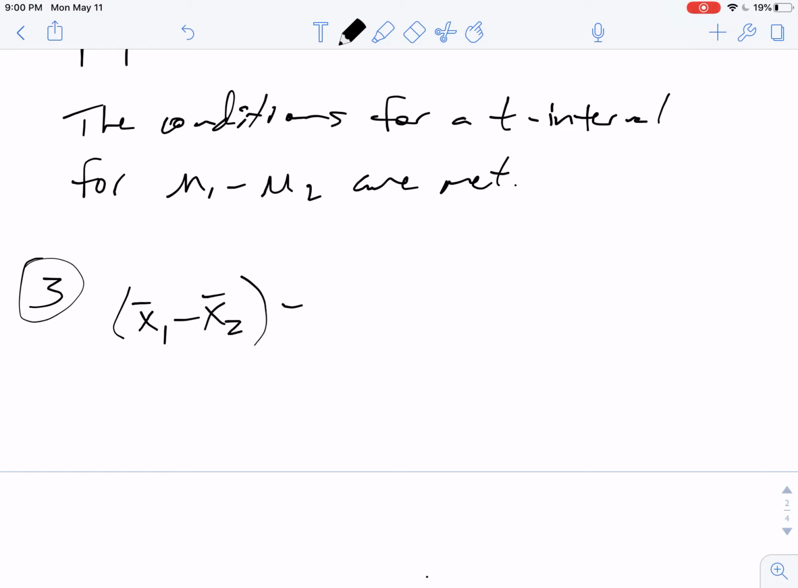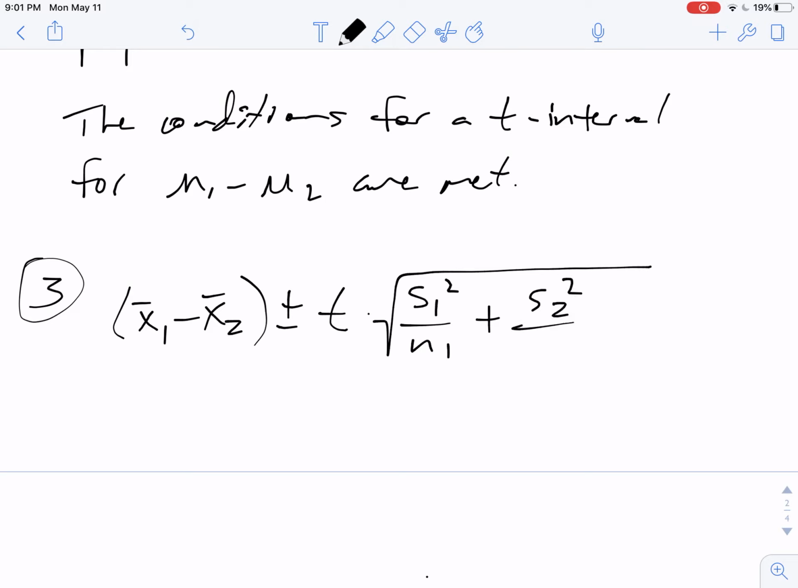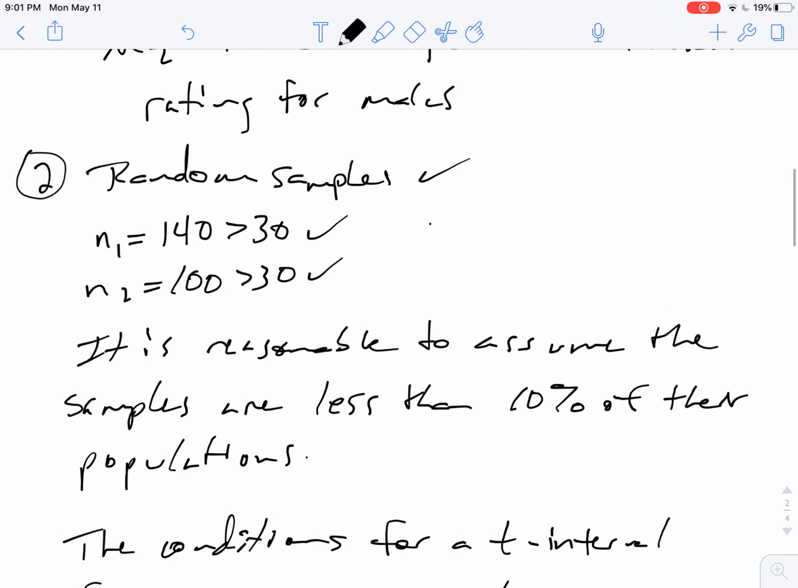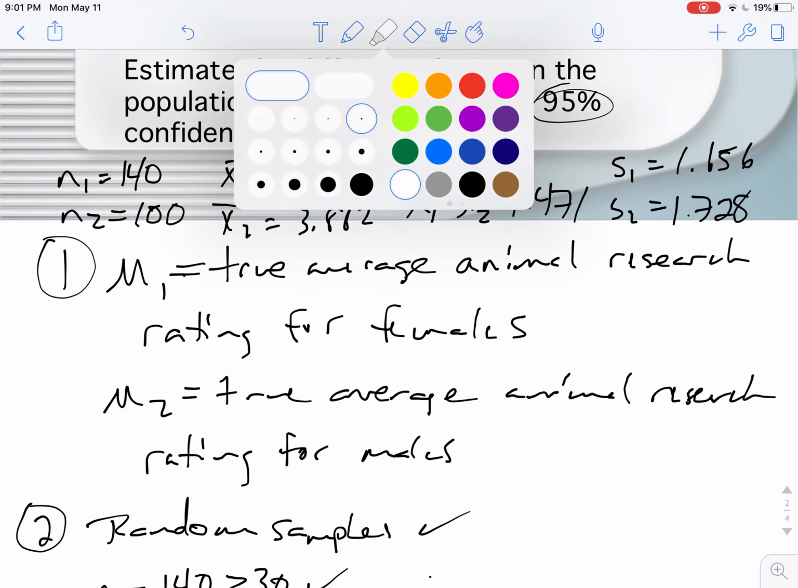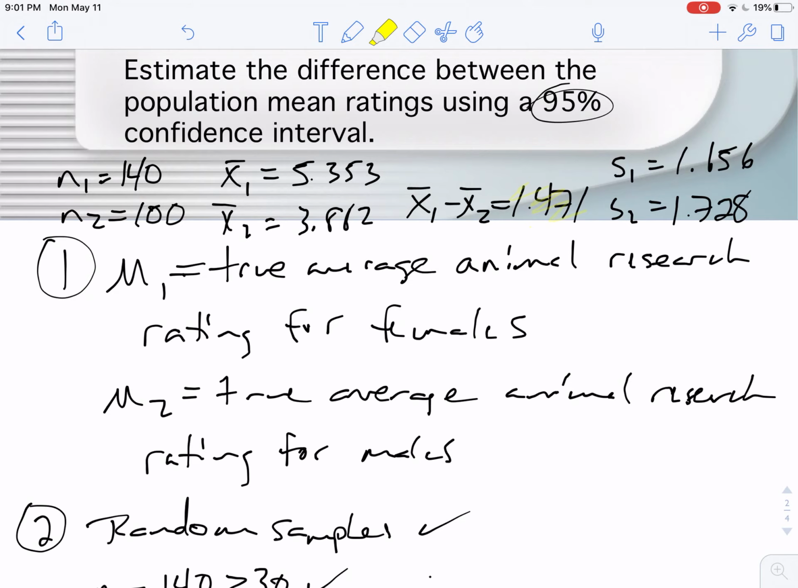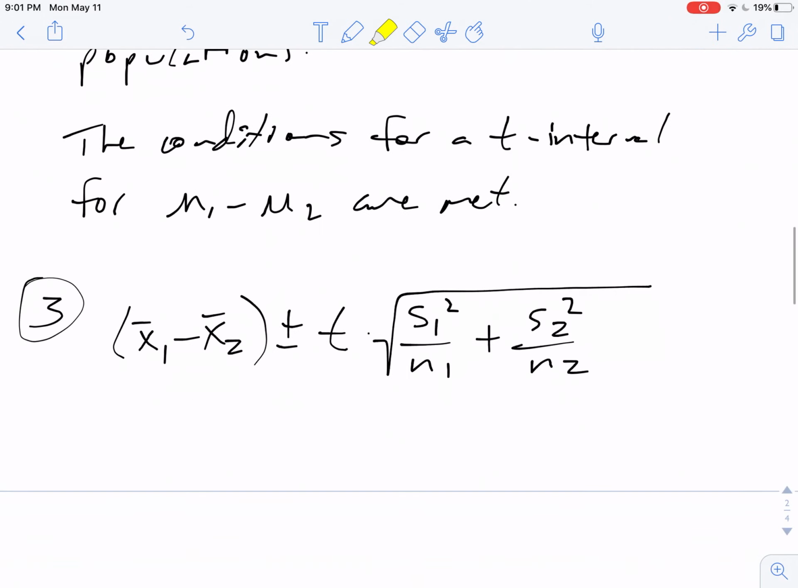So it's the difference in your sample means plus or minus a critical t-value times the standard error, which is s1 squared over n1 plus s2 squared over n2, and then square rooted. All right, so let's start putting in some of these numbers. So I already know the difference between my two sample means. That's what I calculated up here. That's this number here. Okay, so that's going to be 1.471 plus or minus t.